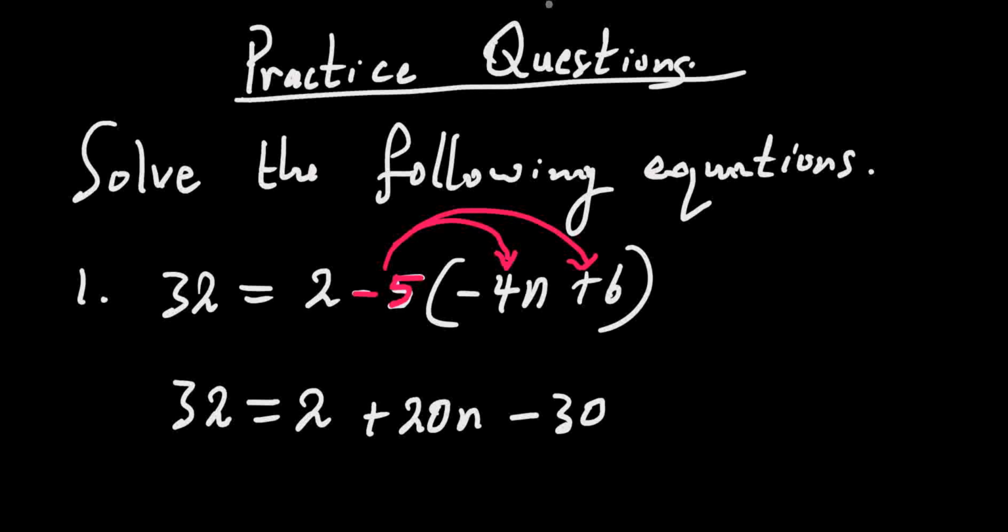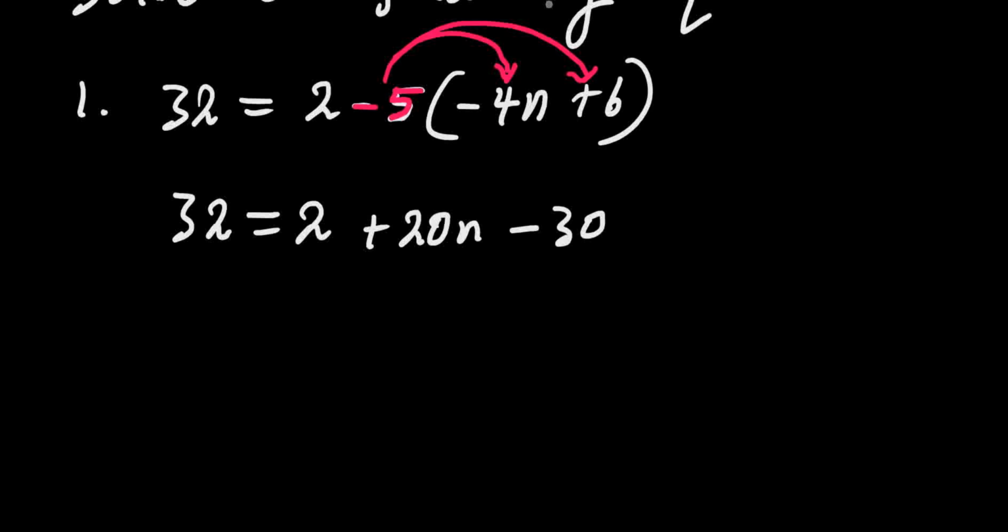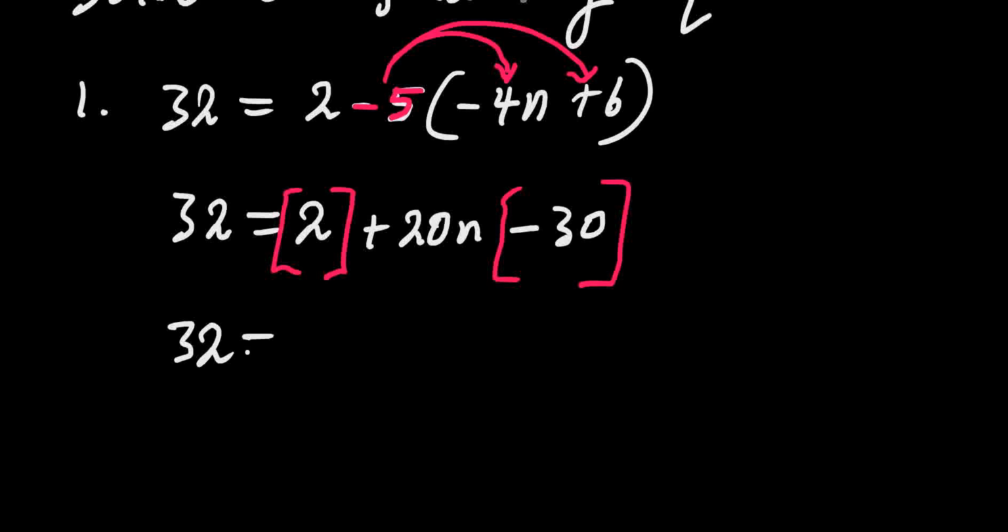All right. So now let's combine like terms. We have positive 2 over here, and we have negative 30 over here. So if we combine these two numbers, what would be the answer? Positive 2 minus 30 automatically will give us negative 28, plus 20n.